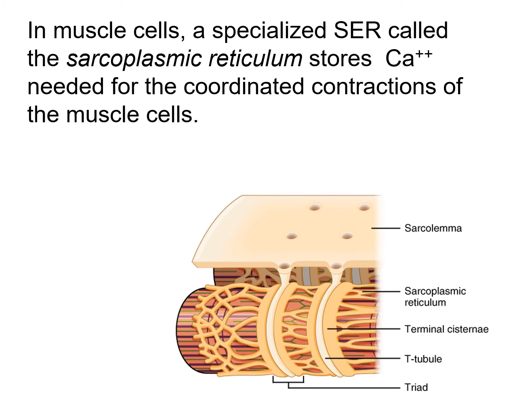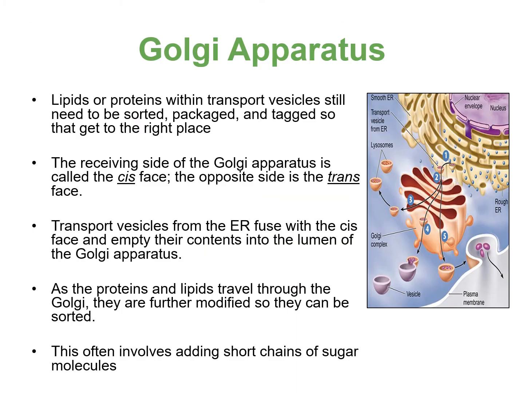In muscle cells, a specialized smooth endoplasmic reticulum known as the sarcoplasmic reticulum is responsible for storing calcium ions that are needed to trigger the muscle cell's coordinated contractions. The sorting, tagging, packaging, and distribution of lipids and proteins takes place in the Golgi apparatus.